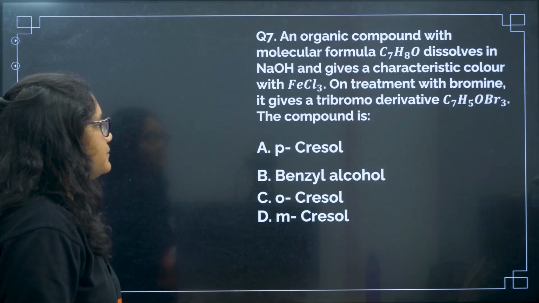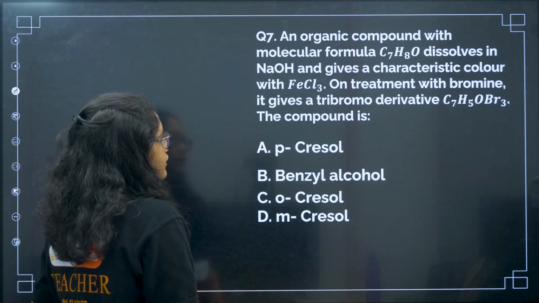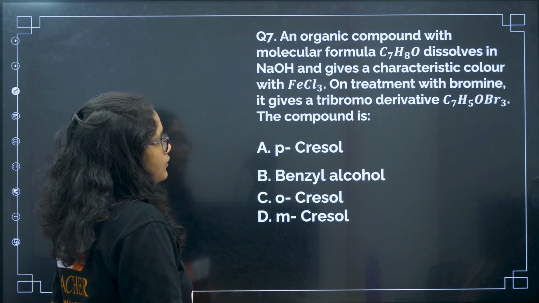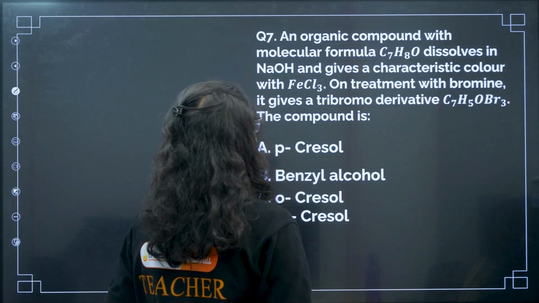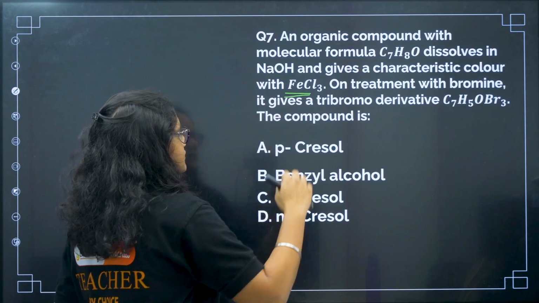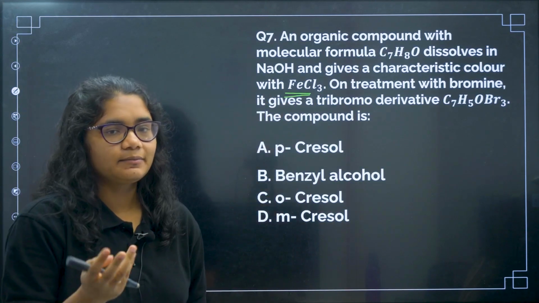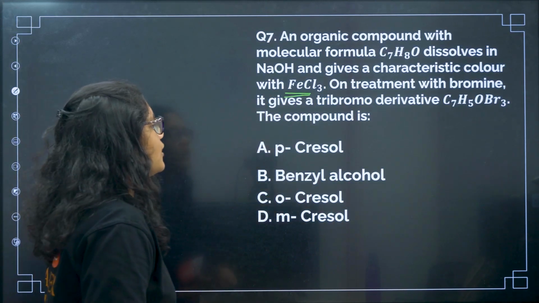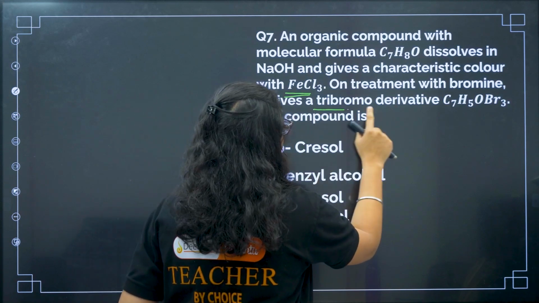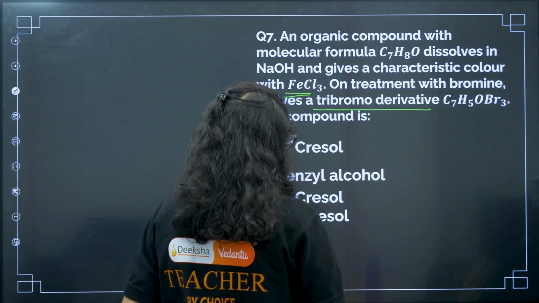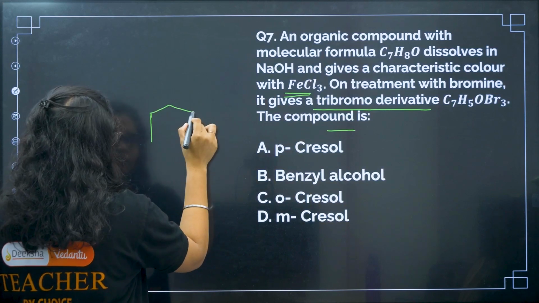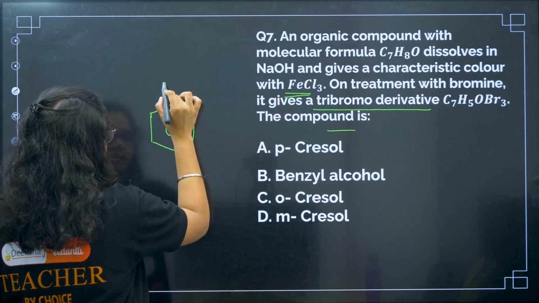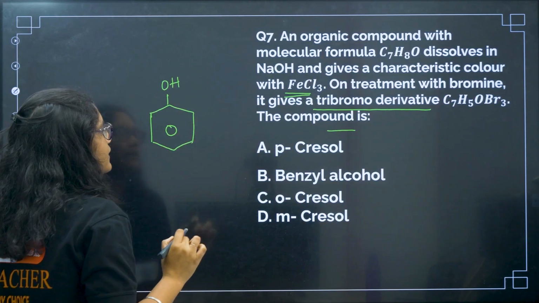Now coming to question number 7. An organic compound with molecular formula C7H8O dissolves in NaOH and gives a characteristic color with FeCl3. So FeCl3 gives a characteristic color, meaning it has the phenol group. On treatment with bromine, it gives a tribromo derivative. So first of all, we know that it has to be phenol because it is showing the test with FeCl3.